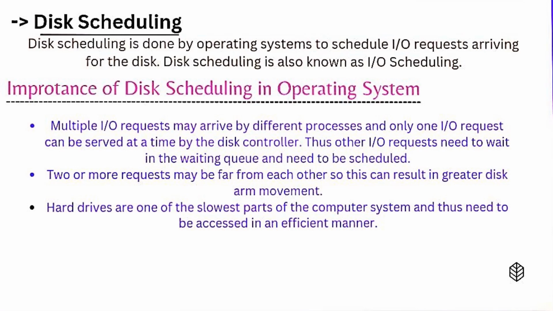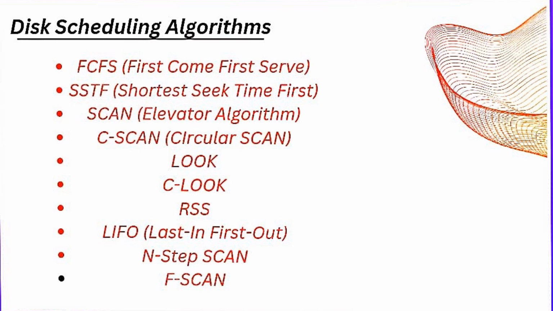Hard drives are one of the slowest parts of the computer system and thus need to be accessed in an efficient manner. Now we can see some disk scheduling algorithms: FCFS, first come first serve; SSTF, shortest seek time first; SCAN, the elevator algorithm, or CSCAN, circular scan; LOOK, CLOOK, RSS, LIFO, last in first out; and N-step SCAN, FSCAN.